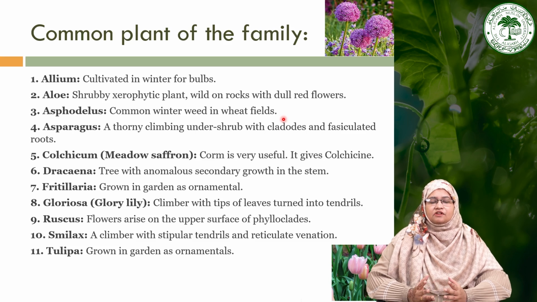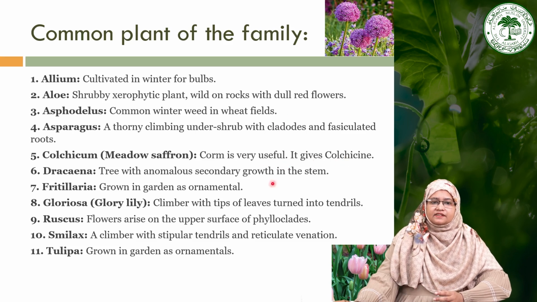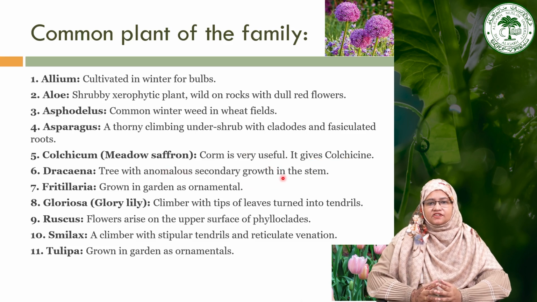Then Colchicum, which is also called meadow saffron. Corm is very useful, it gives the colchicine which is used in polyploidy. Then Dracaena, it is a tree showing anomalous secondary growth, as we have discussed earlier. Dracaena and Yucca both show anomalous secondary growth that is not present in monocots, but these two plants show secondary growth.